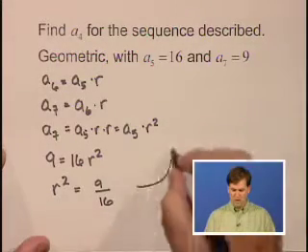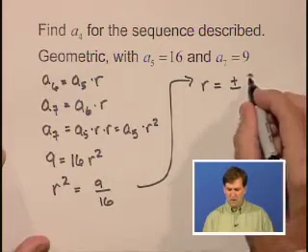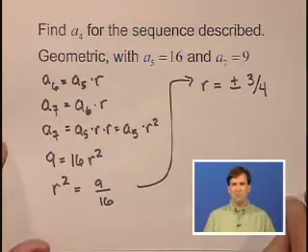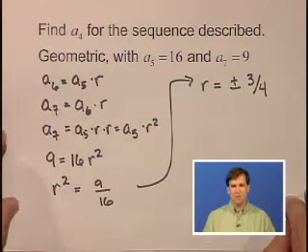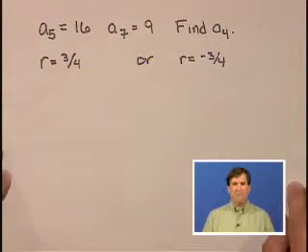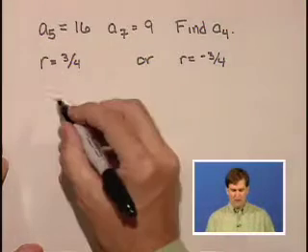Taking the square root of both sides, we get that r is equal to plus or minus 3/4. We have two different possible ratios, positive 3/4 or negative 3/4. We're going to have to take this into account when we're looking for a4. So a5 is 16, a7 is 9, and we're looking to find a4.